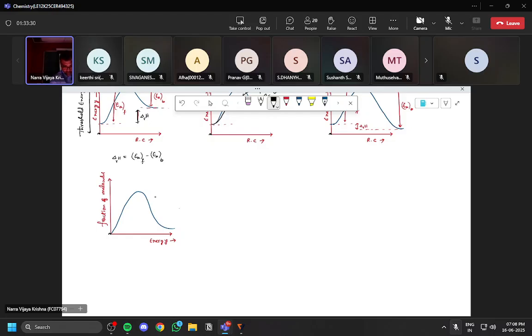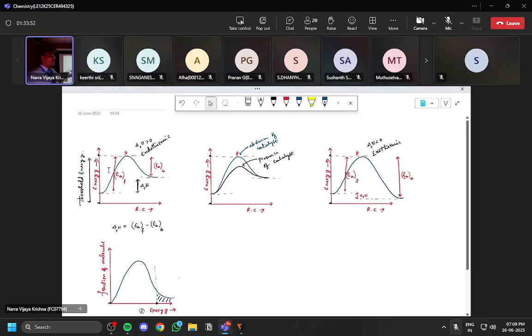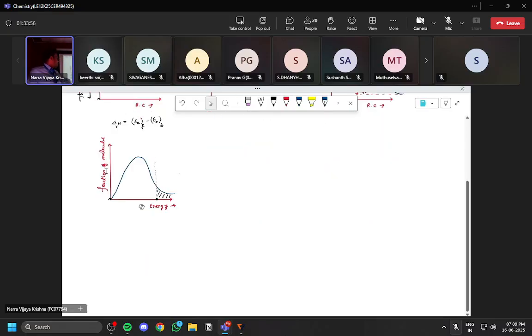So these are the molecules having energy greater than a certain value. If I consider this is the minimum energy required for a reaction to occur, molecules having energy greater than that only will convert into product. What I told you: only if molecules reach threshold energy, then only can they convert into products. This is the fraction of molecules having energy greater than this. Only they will convert into product.